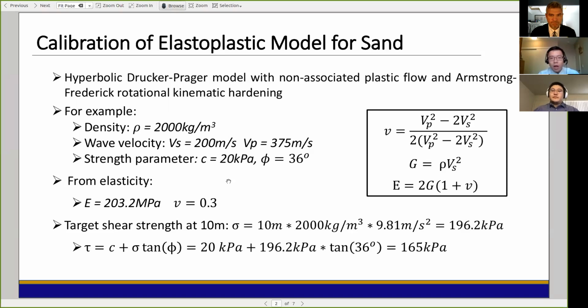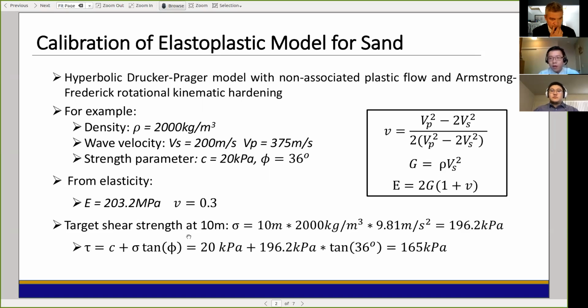First of all, we can calculate the elastic parameters of the model using the equations from elasticity. Essentially, we can calculate the Young's modulus and the Poisson ratio from the shear wave velocity and the P wave velocity. For this material, the Young's modulus is around 203.2 megapascal, and the Poisson ratio is around 0.3. So this is for the elastic parameters.